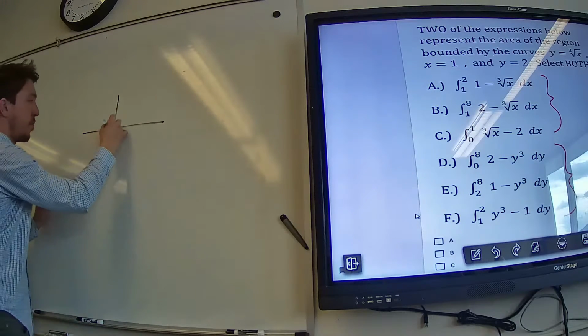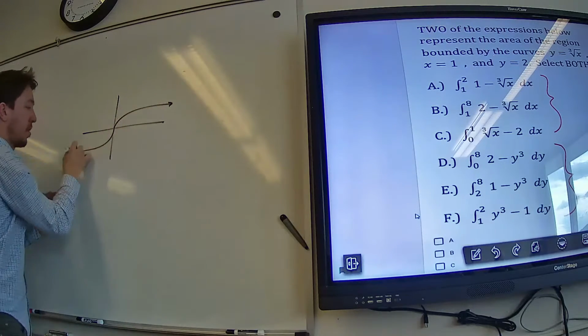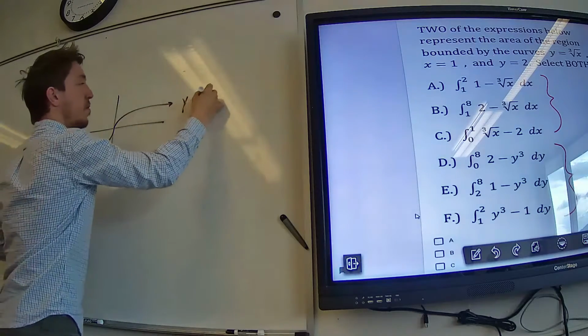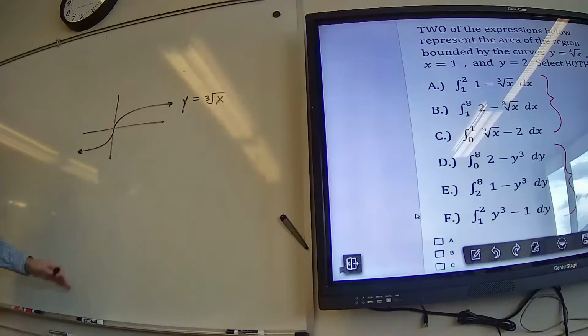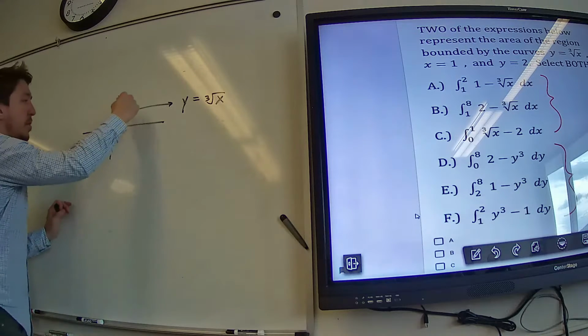So there's a cube root function, y equals cube root of x. y equals cube root of x. x equals 1.